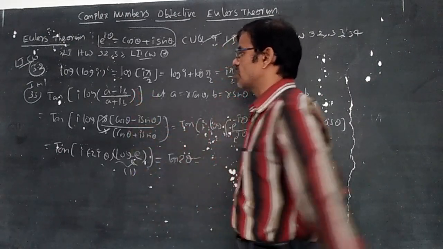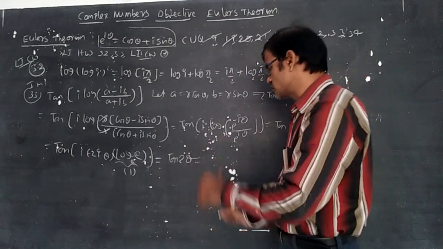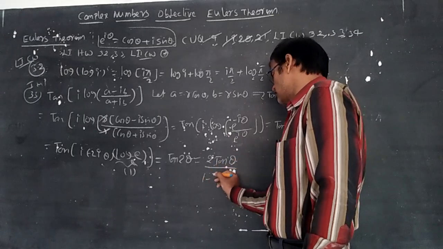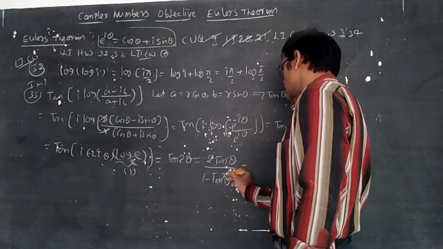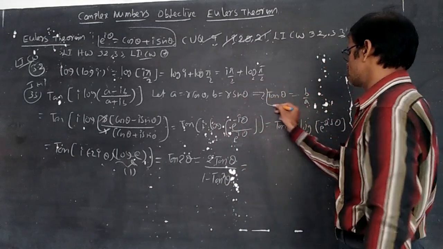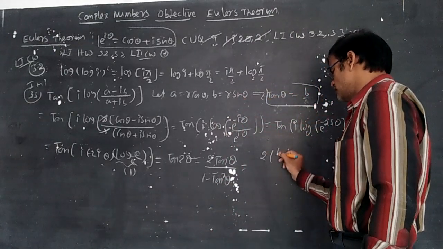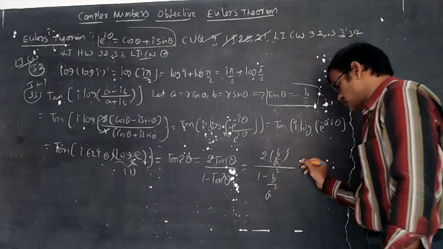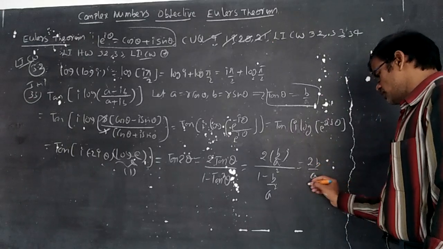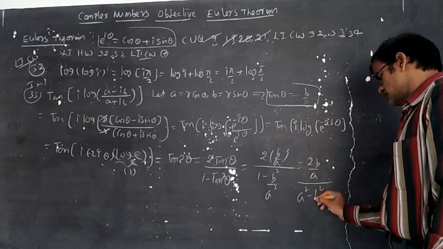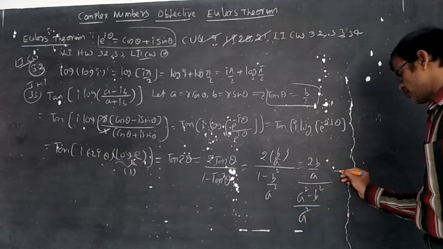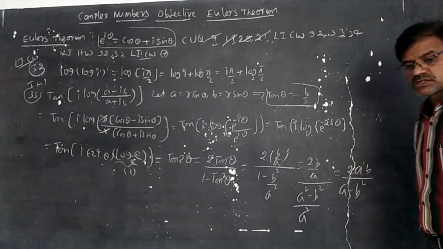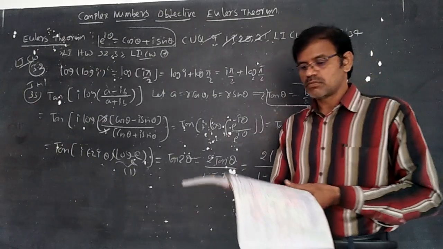Here we got the value of tan of i log of (a minus ib) by (a plus ib) as tan 2 theta. The formula for tan 2 theta is 2 tan theta by 1 minus tan square theta. Apply tan theta equal to b by a: 2 into b by a whole by 1 minus b square by a square. Take an LCM: 2b by a whole by (a square minus b square) by a square. So it becomes 2ab by a square minus b square.